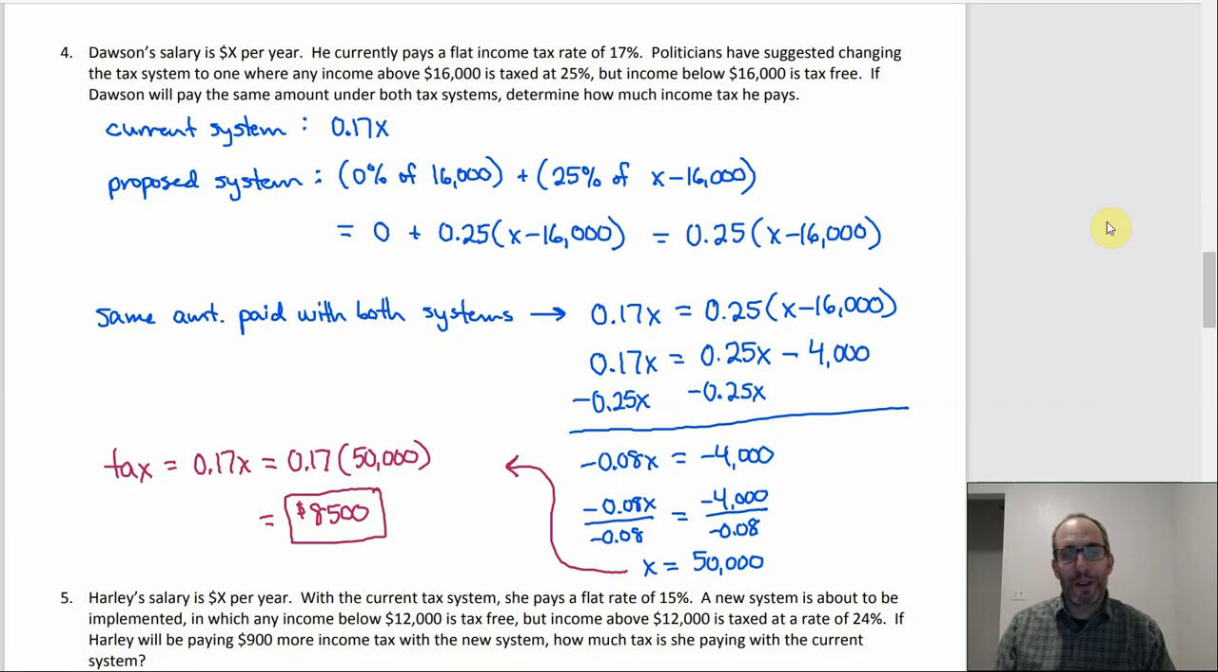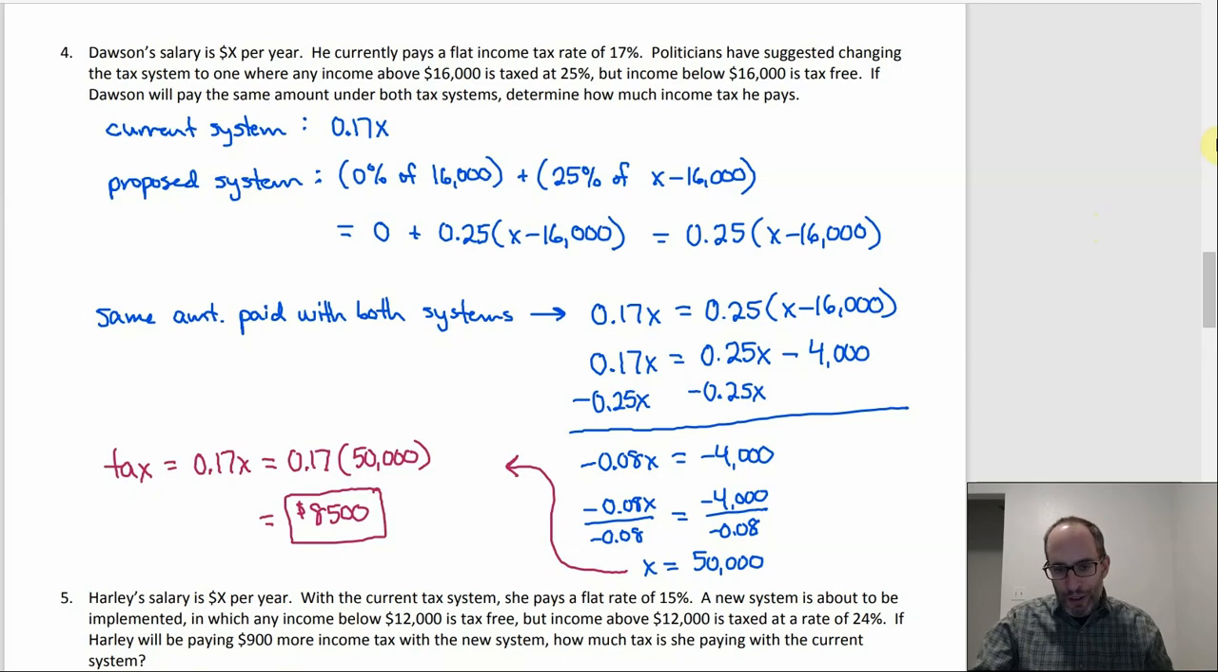So that's it, right? What we ended up doing was we could write out the amount of tax in both systems algebraically, and because we knew that he was going to pay the same amount in both, we could set those equal to each other, solve for x, which is his income, and then from there we could figure out the tax on it. I picked the flat tax because I thought that was easier, but if you use the proposed progressive tax, you'd get the same answer.